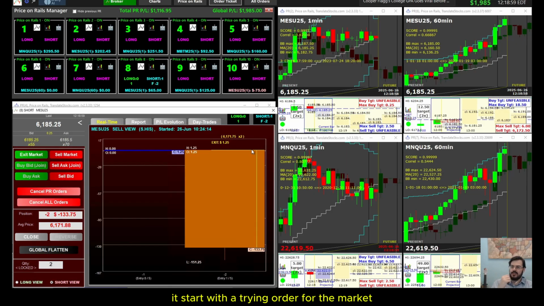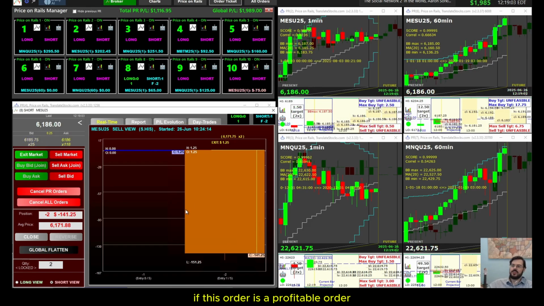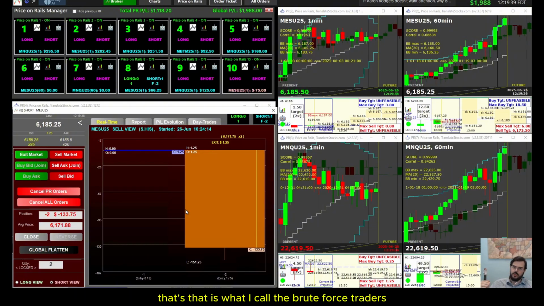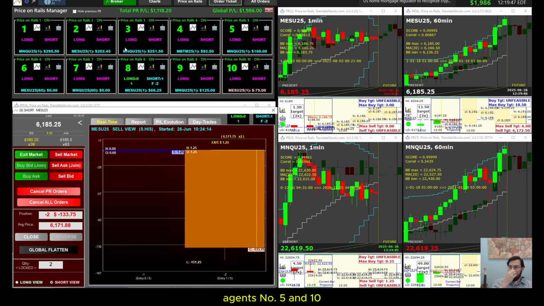It starts with trying an order for the market. If this order is profitable, then it exits, and that's it in the fake trade. If it's not a profitable order, if you have an averaging down entry, a second entry, the second entry triggers a reversed signal to the real account. So it identifies that probably what's going on in the market is a different kind of volatility that needed you to start an averaging down trading. That is what I call the brute force traders. Agents number 1 to 3 work with the brute force attack. Agents number 5 to 10 use the reverse brute force attack, when you start with the maximum position then reduce, and agents 1 to 3 start with the minimum position then increase.